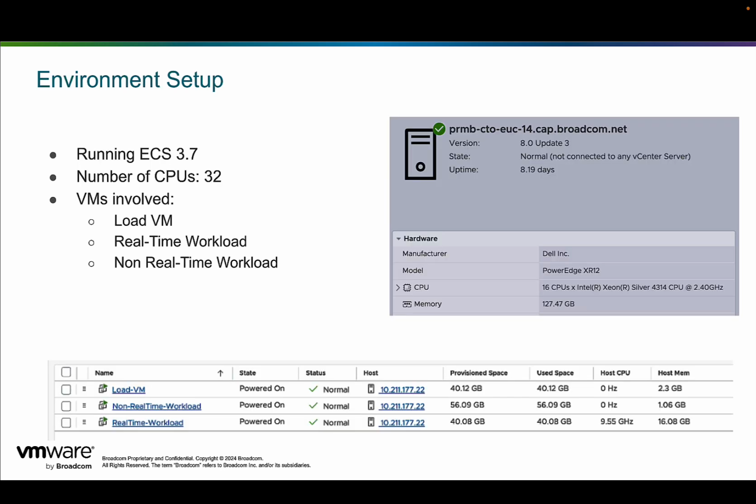In this demo environment, we have an edge server with 32 logical CPUs. We have deployed VMware Edge Compute Stack 3.7 on this server. Then we deploy 3 VMs on top of it by defining them as YAML files in a Git repository.